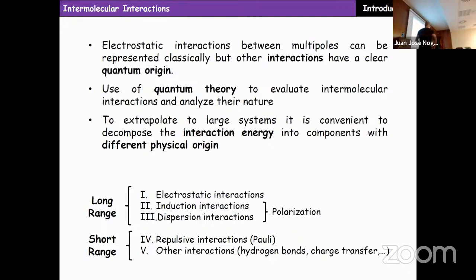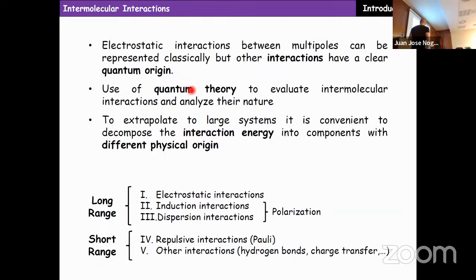Okay, so another question is, I can obtain the value of the energy of the intermolecular interaction, but this gives me just a number, the strength of the interaction. Okay, but the intermolecular interactions may be very different in origin. The nature can be very different. Some of them are mainly electrostatic, and others are dispersive, inductive, etc.